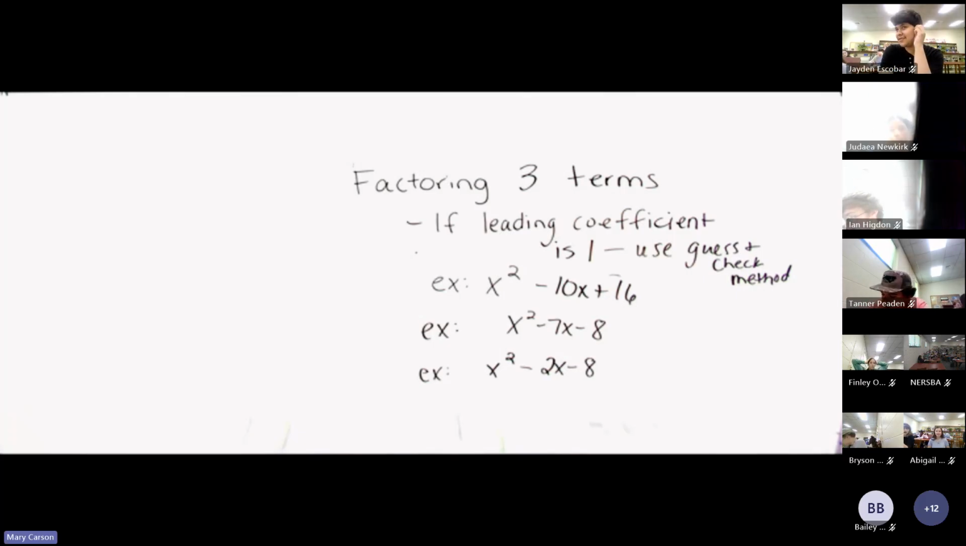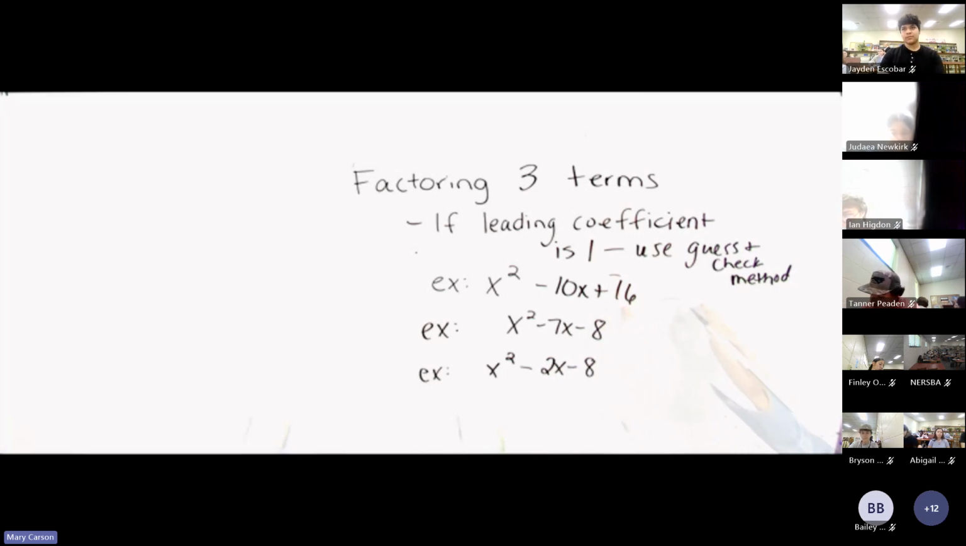Is everybody all done? All right. So these are pretty easy then, right? So again, notice these all have a coefficient of 1 in front, so we can do the pretty quick, easy guess and check method. You look at the last term, which is 16.